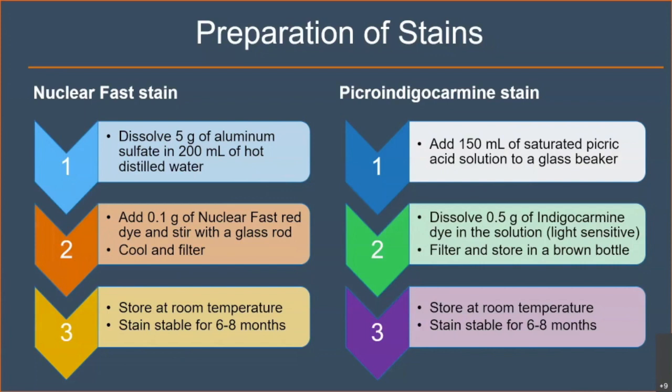To prepare the picro-indigo-carmine stain, 150 ml of saturated picric acid solution is added in a glass beaker, to which 0.5 grams of indigo carmine dye is added. This dye is light sensitive and the stain should be prepared and stored in a brown or amber colored bottle. And this stain is also stable for 6 to 8 months. Next slide, please.